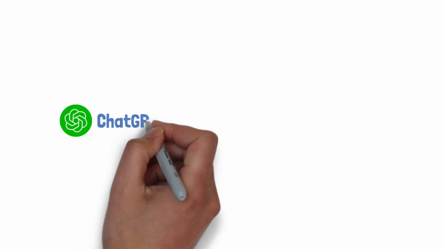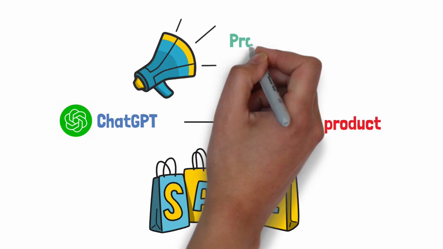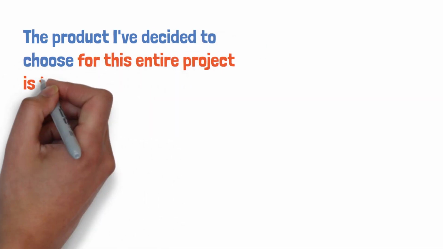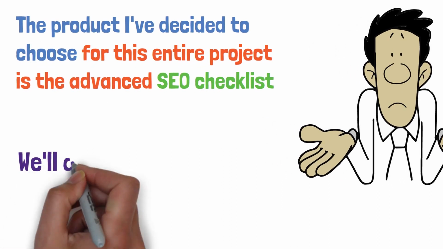It's been around for a few months and is extraordinarily powerful. I'll use ChatGPT to create a digital product and try to get as many sales as possible using my free promotion methods. The product I've decided to choose for this entire project is the Advanced SEO Checklist. Why an SEO checklist? We'll get on to that as well in just a minute.